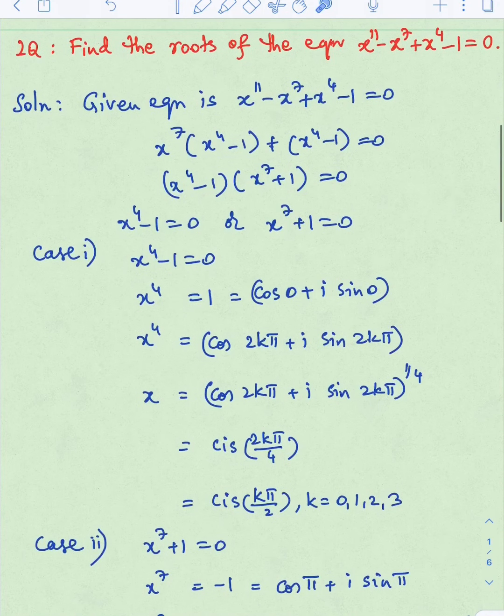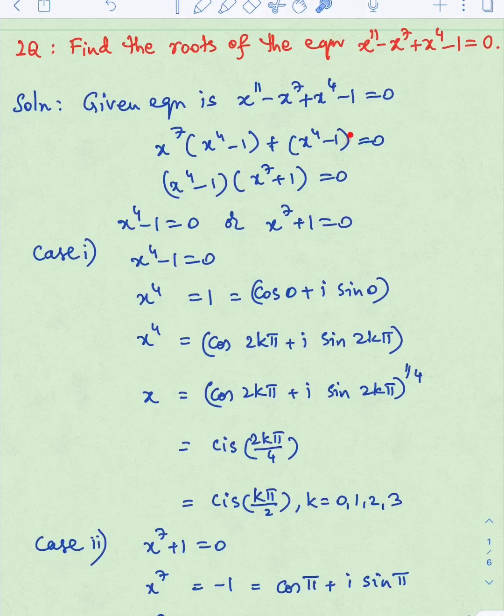This is a question. Find the roots of the equation x power 11 minus x power 7 plus x power 4 minus 1 is equal to 0. Given equation is this. Take common in the first two terms. When you take x power 7 common, you get x power 4 minus 1 in it, because 7 plus 4 is 11. And in this, nothing is there to take common. That's why put 1 and put a bracket and write like this.